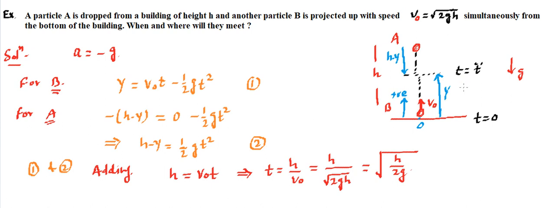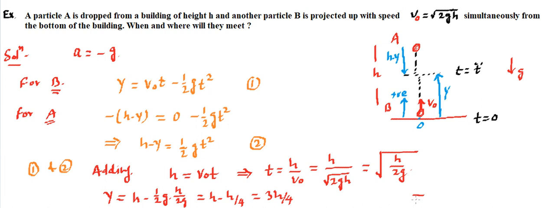Making sense? And then we need to find where they are going to meet. So you can put the value of t in either the first equation or the second equation. From there we can find the value of y. So let's say we are using the first equation to find the value of y. This is going to be v naught into t, and v naught into t is basically h. So we can use that directly. So it's going to be h minus half gt square. Half gt square is going to be h upon twice g. Again you will find g and g getting cancelled out. It is basically h minus h by 4, which is basically 3h by 4.